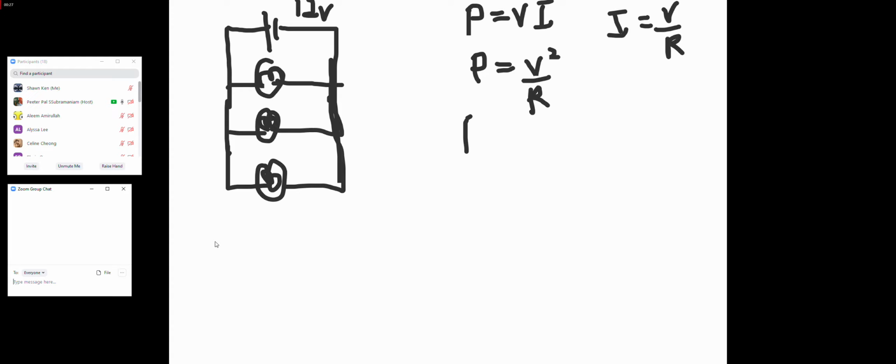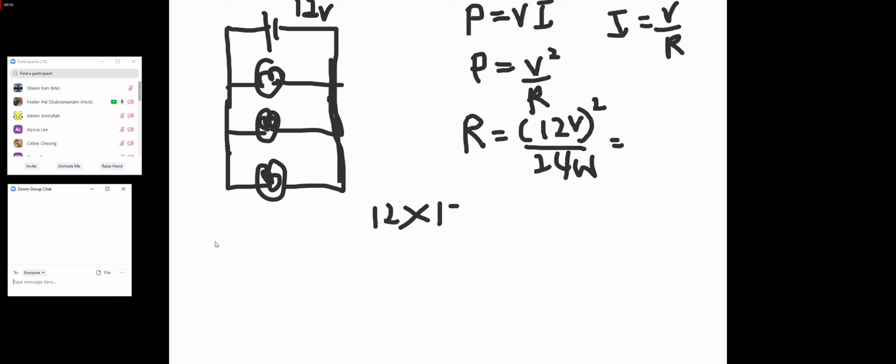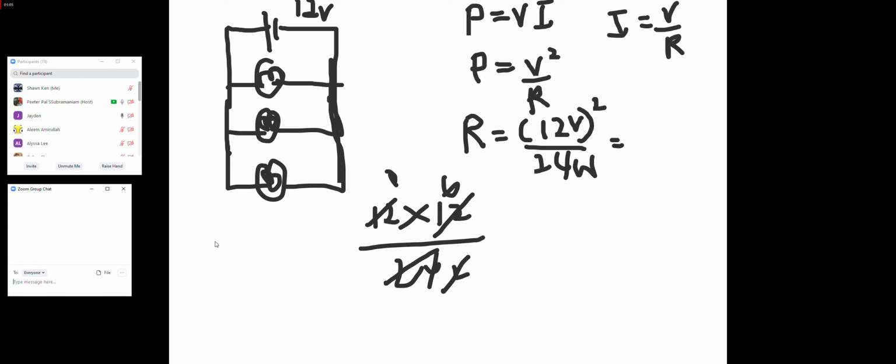Now, R equals the voltage at each bulb, 12 power 2, over power, which is 24 watts. So what will we get? 12 times 12 over 24. 1 and 2, 6. 6 ohms, okay, 6 ohms.